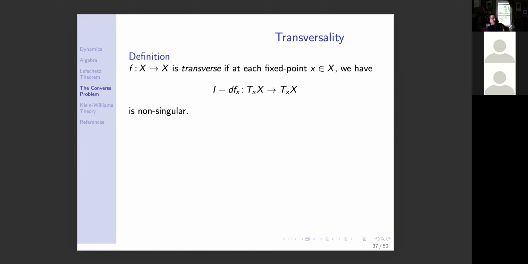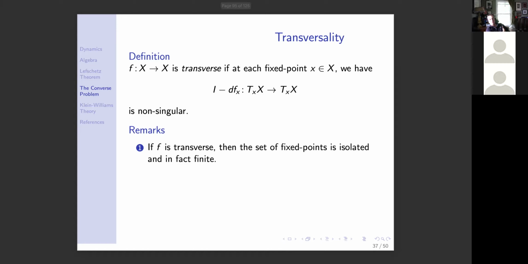I'm just going to say F is transverse if at each fixed point x, we can consider the following linear transformation. We can take the identity homomorphism minus the directional derivative at the point x, and that's going to be a homomorphism of the tangent space to itself because we're at a fixed point. And we'd like that to be invertible. We'd like it to be non-singular. We'll say that f is transversal if at each fixed point this condition holds, that this is invertible. If this is the case, then the set of fixed points turns out to be isolated and in fact finite. So it's a finite set, the fixed point set in that case.